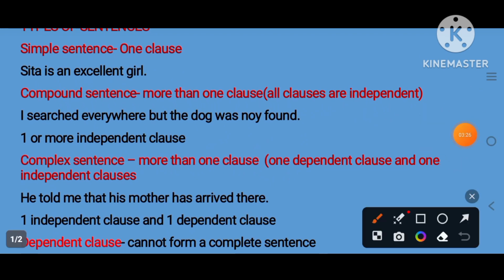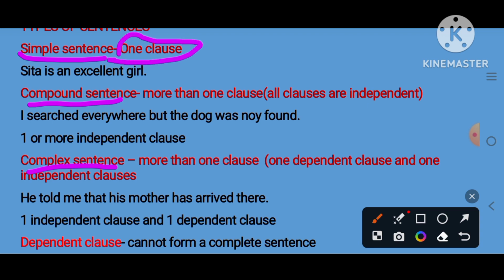All of you know the simple sentence. This is a simple sentence, compound sentence, and complex sentence. Then how can we identify that it is a simple sentence? There must be one clause. Okay, all of you understand this. One clause means there must be a subject and a verb. And look at this example: Sita is an excellent girl.